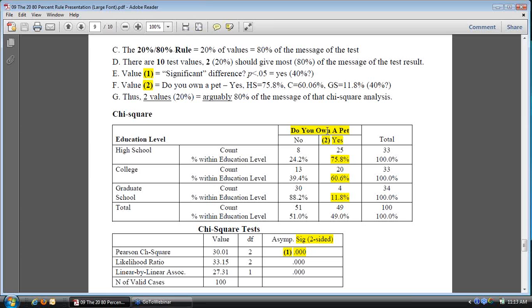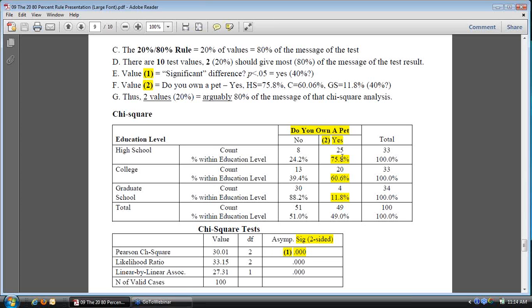Now, our next question is where is the significant difference, right? So value 2, we're looking at, do you own a pet? Yes. And here are the percentages within education that report owning a pet. So for high school, what percentage own a pet? 75.8. In college, what percentage report owning a pet? 60.6. And those who have graduated graduate school, what's the percentage that own a pet? 11.8. So you could see there's a dramatic difference, 11.8 relative to 60.6 and 75.8.